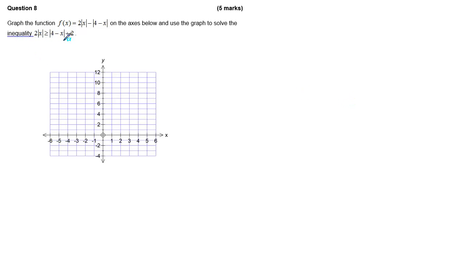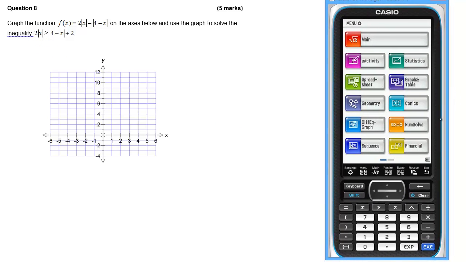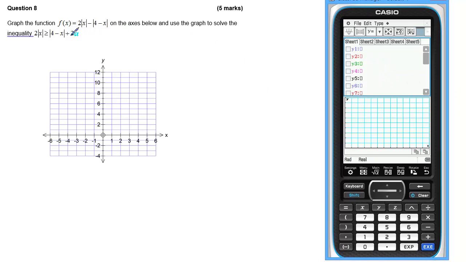Graph the function f of x is 2 mod x take away mod 4 minus x on the axes below, and use the graph to solve the inequality given here. Now, of course, we're on calculator assumed now, so we can graph this on the calculator.